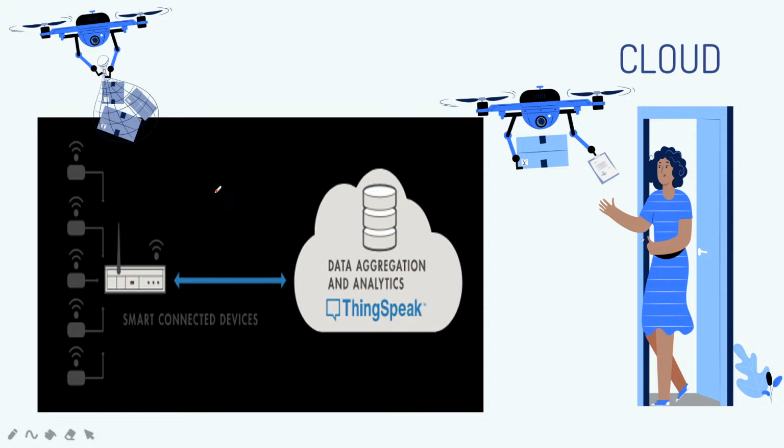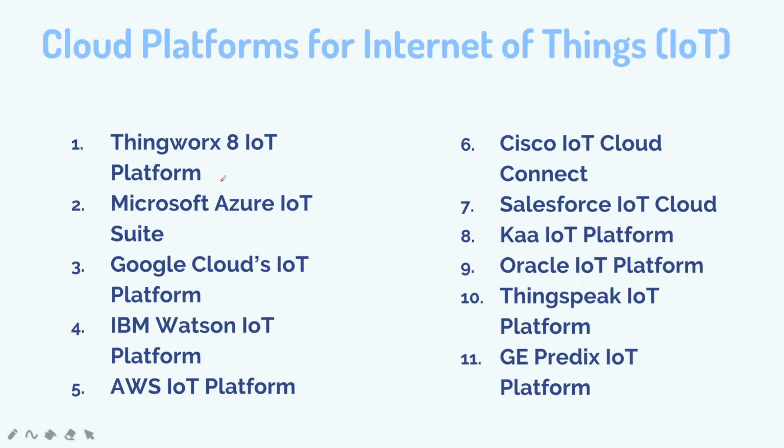So here we have different types of cloud. One is the ThingWorx IoT platform, and Microsoft Azure also has a cloud, then Google Cloud and AWS IoT platform, Cisco IoT, Salesforce IoT, ThingSpeak and GE Predix. Okay, ThingSpeak is easy to use. But apart from this, we have different types of platforms available. You can just check them out.